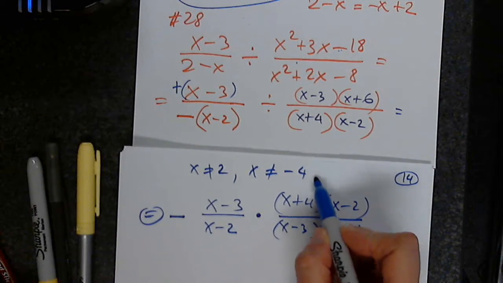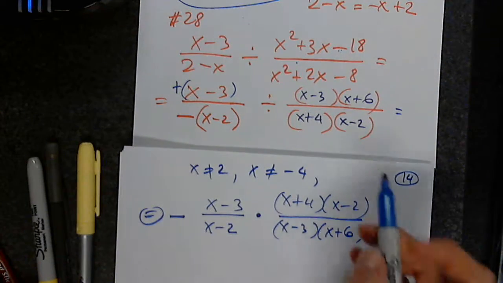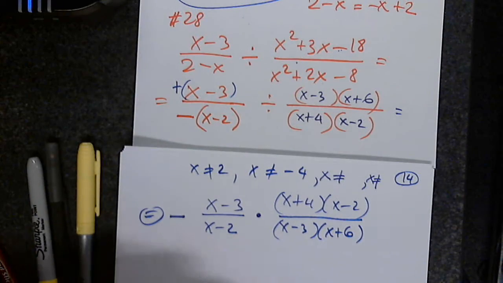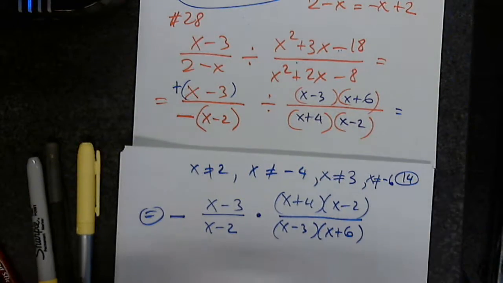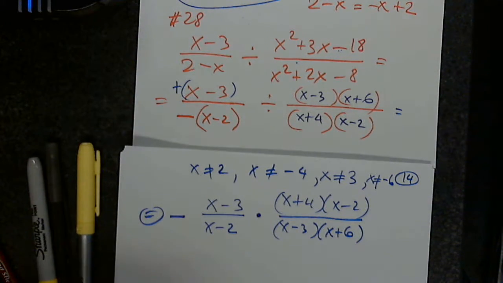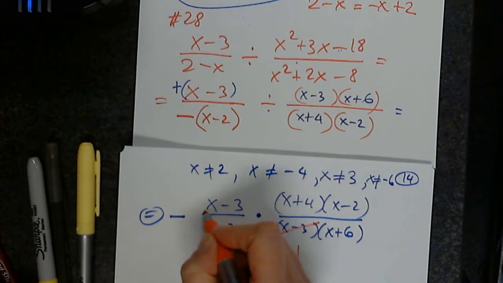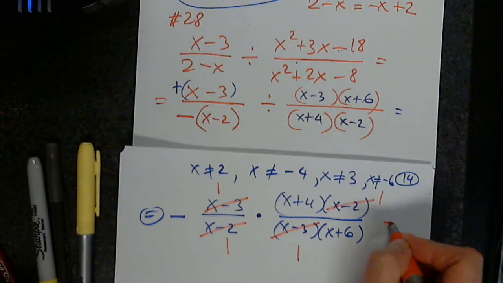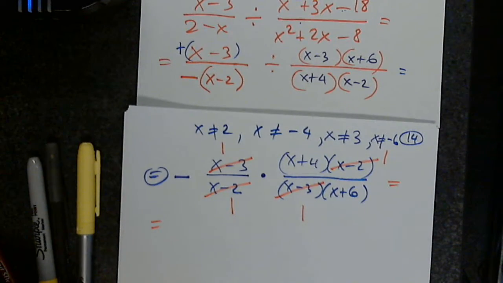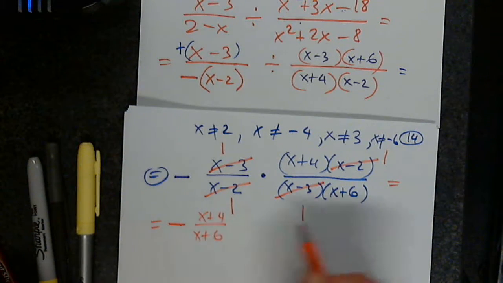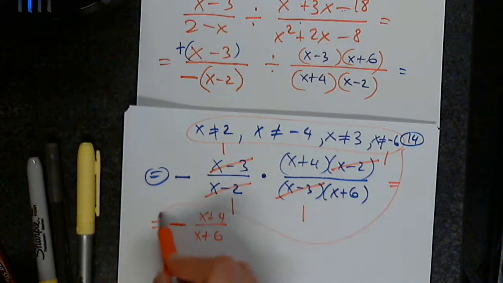I have 2 new factors in the denominator that I didn't have before, so I have to state 2 more restrictions for the division. 3 and negative 6. So now I am ready, finally, to simplify. Can anyone tell us what to simplify, what we get rid of? x minus 3. Please write 1 when you get rid of a factor. And then x minus 2, and x minus 2. And what is the simplified form? Negative x plus 4 over x plus 6, with all these restrictions attached.